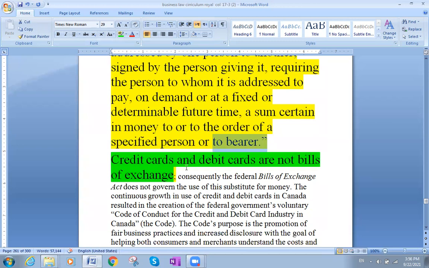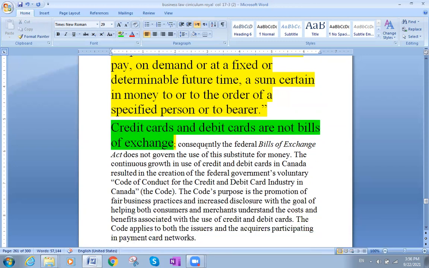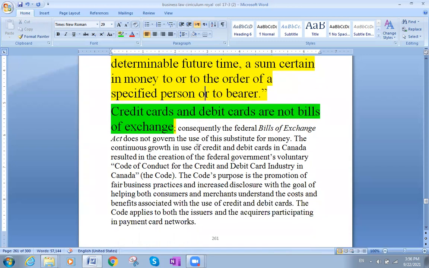And it can be to the bearer, or to a specified person. Okay. Consequently, the Federal Bills of Exchange Act does not govern the use of credit or debit cards as a substitute for money. The continuous growth of the use of credit and debit cards in Canada resulted in the creation of the federal government's voluntary code of conduct for the credit and debit card industry in Canada.